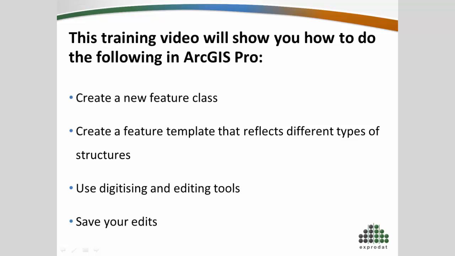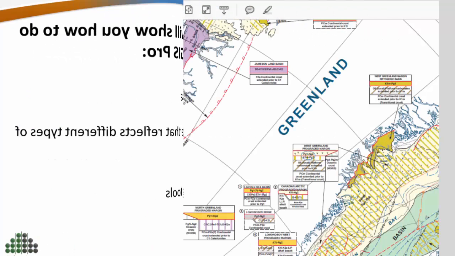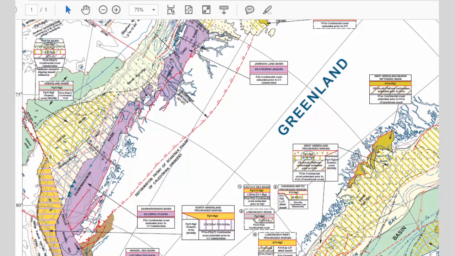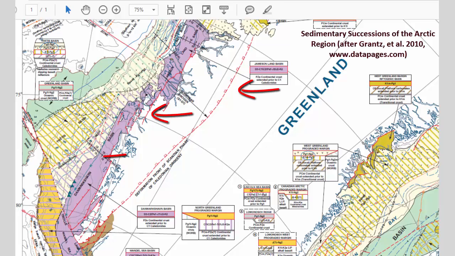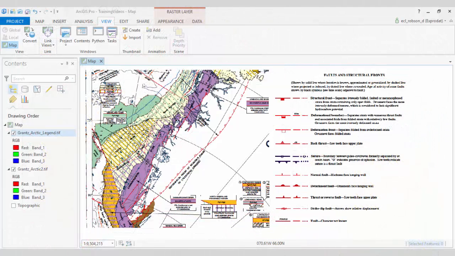We'll be using ArcGIS Pro to digitize different types of structural features using feature templates. I want to digitize some of the faults along the east coast of Greenland, keeping the same symbols and fault types that are displayed in the map. I've georeferenced the image and the legend and added them to a map in ArcGIS Pro.